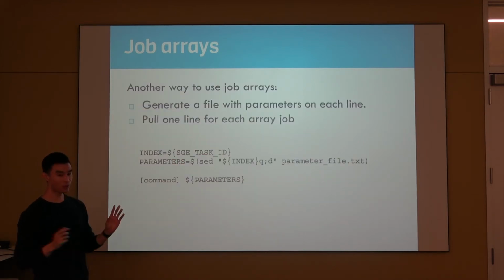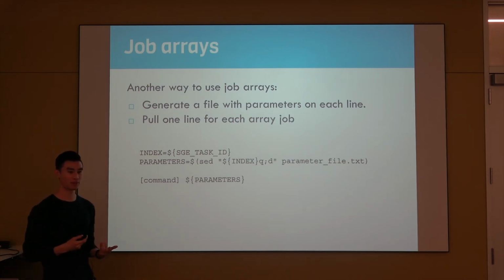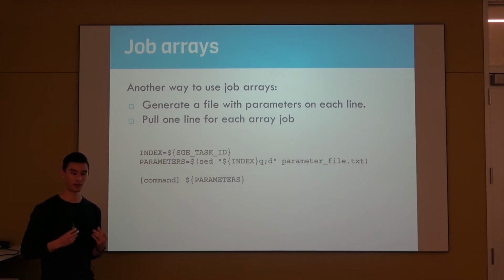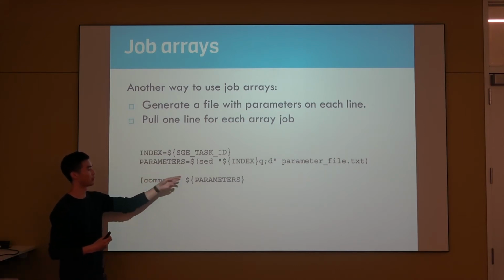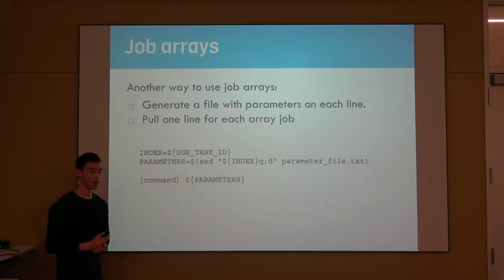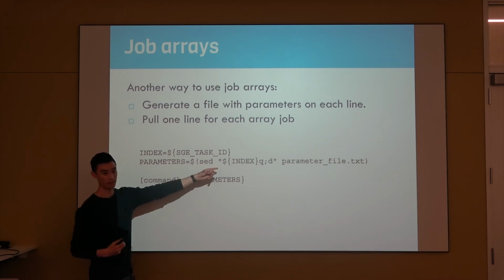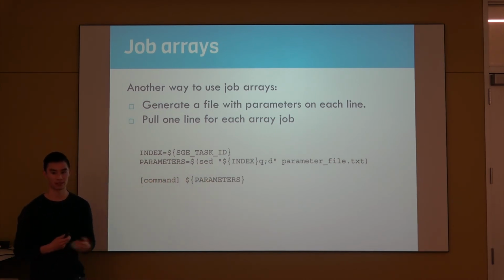So another quick way you could use SGE_TASK_ID is if you have more complicated parameters that you want to assign over many jobs. I make a parameter file, so each line has parameters for a job that I want to run. And then you can actually pull a very specific line from a file using this sed command. So I just use the SGE_TASK_ID to get an index and then pull that line number, and then use that as parameters for my command. This is another way to use array jobs.